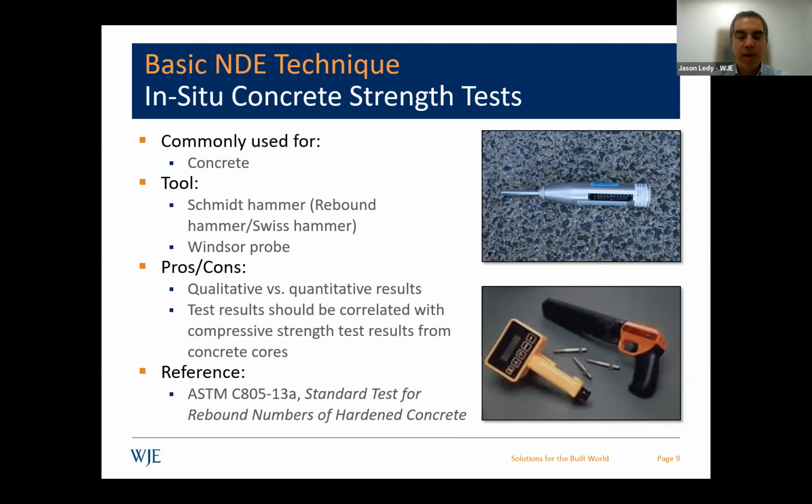And then the Windsor probe actually involves powder cartridges and a little steel probe that you can see in the image in the lower right. It basically embeds the steel into the concrete with a known volume of powder, and then you can measure the embedment, and that can be somewhat correlated to the compressive strength, albeit of near surface concrete.